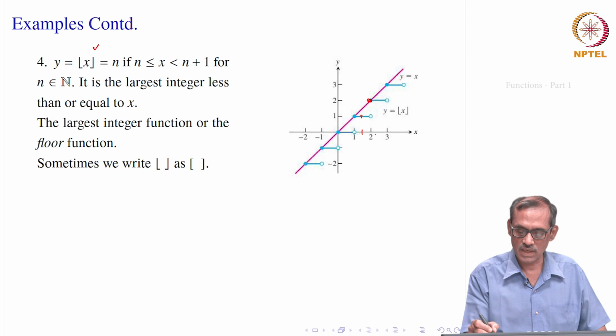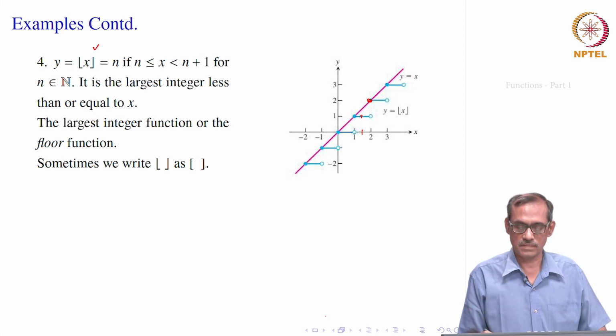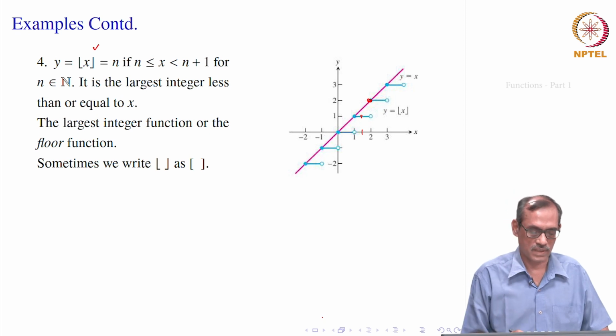So you can see f of 1 equal to 1, f of 2 equal to 2, f of 3 equal to 3. On the integers it is like the identity function. On the other ones, between 1 to 2 it is a constant function, again 2 to 3 is a constant function. So its graph looks like this. This is the floor function.